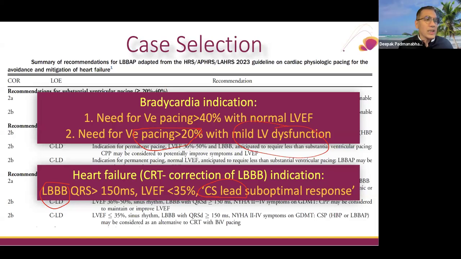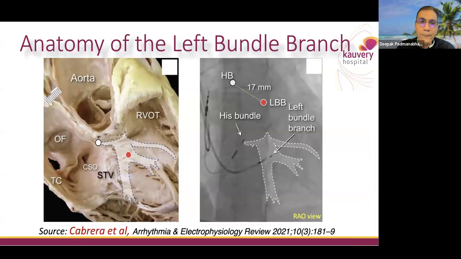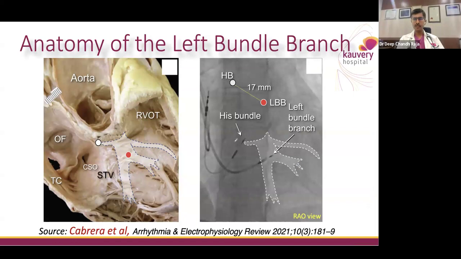Deep, what do you think is the difference in the anatomy vis-a-vis the His bundle location, the proximal left bundle, and the distal left bundle area? Yeah. So the His bundle is the very proximal part of the conduction system. This is how the bundle branches into a left bundle, anterior, posterior fascicle, septal fascicle, and the right bundle branch.